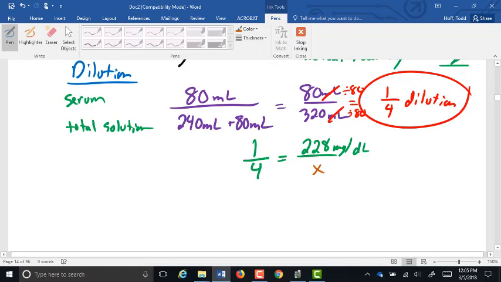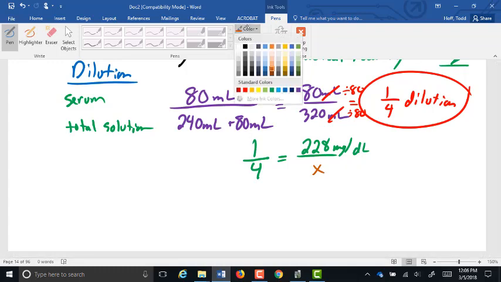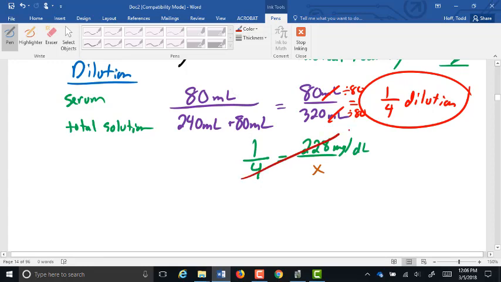So we will cross multiply and divide. 4 times 228 divided by 1 is going to give us 912 milligrams per deciliter is the true reading.